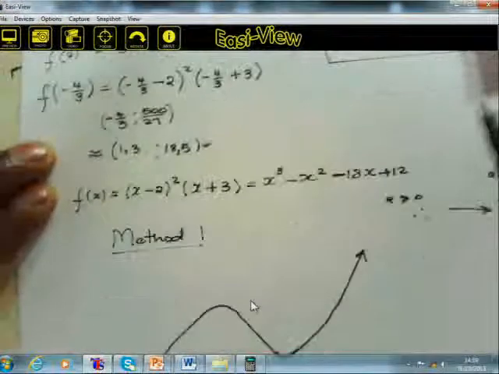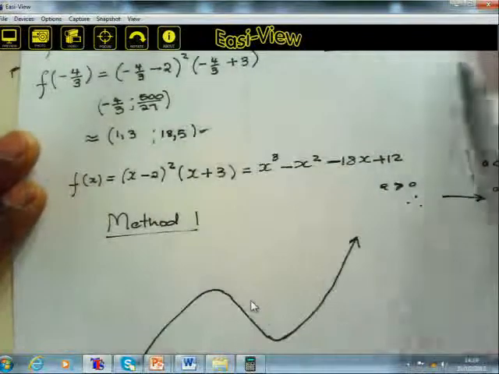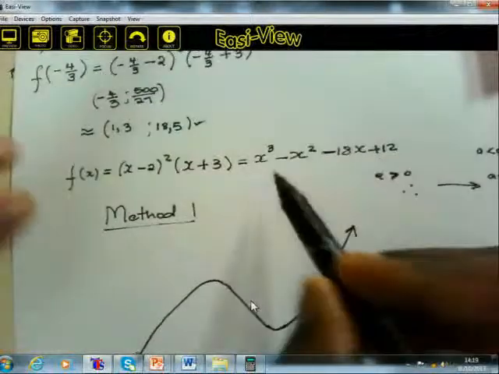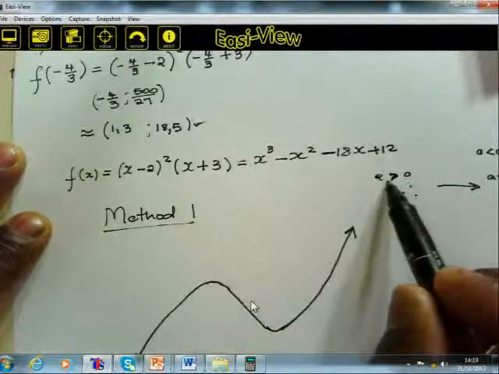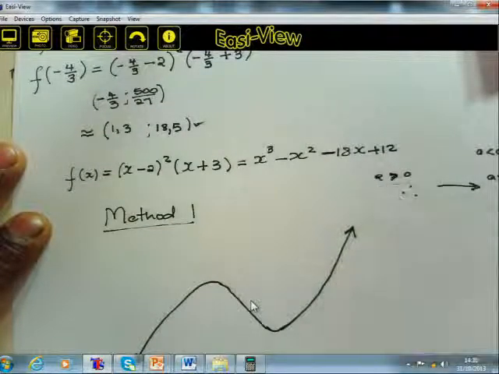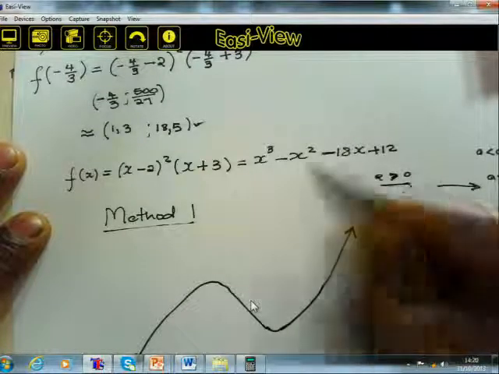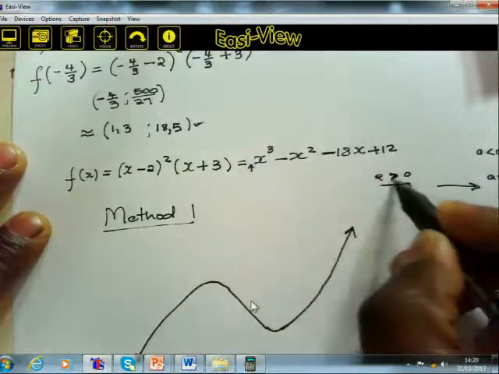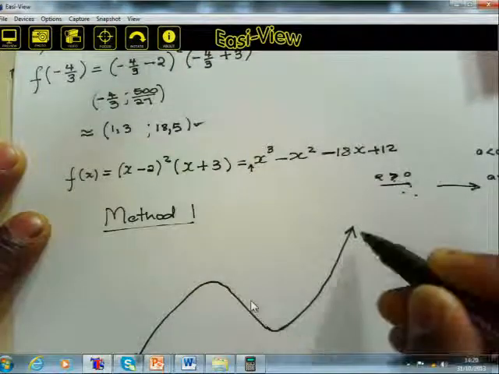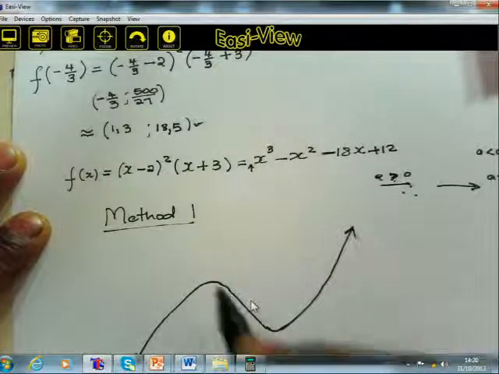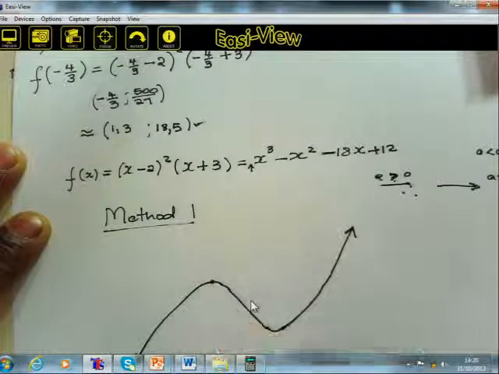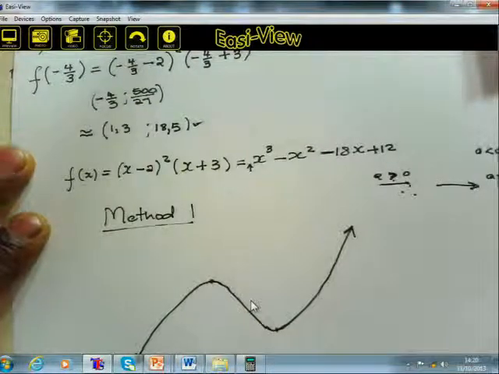Now, what is the problem? The problem is that we don't know which one is first here. We know that the leading coefficient here is greater than 0. When a is greater than 0, can you see that the leading coefficient is greater than 0? Your graph looks like this, okay? Now, what will be the first turning point? What will be the second turning point?